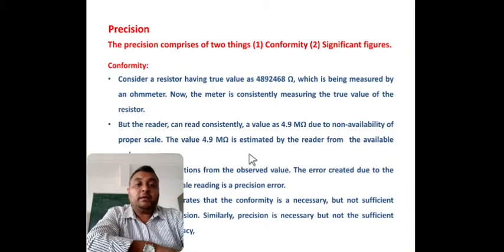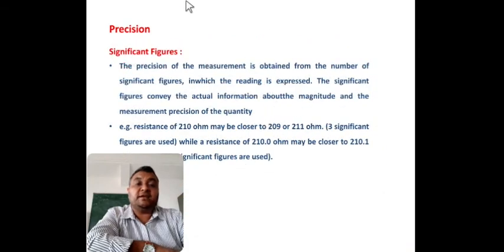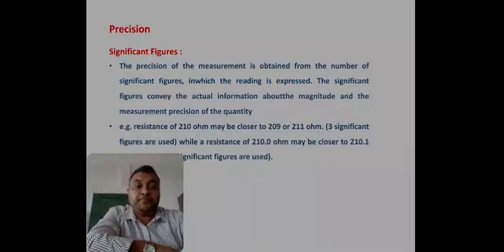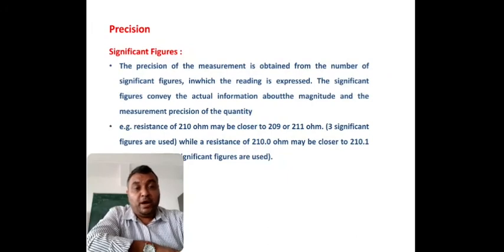Another thing is significant figures, which are very necessary, as we showed. If you take a reading only one or two times, wrong results may occur. That's why you have to take the reading a number of times and then decide the precise value. Once you know the precise value, you can go for the final measurement value.